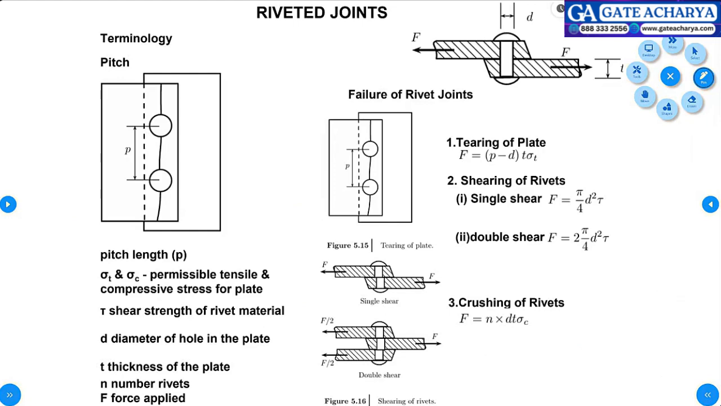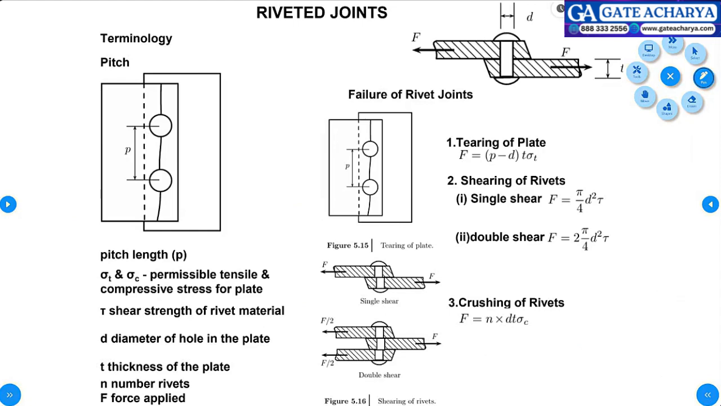So we will go for design of machine elements. Okay, riveted joints. So the first one, what are all the terminologies in riveted joints? Main terminology is pitch. Okay, center of one rivet to center of another rivet. This is called the pitch. Okay, this is the main criteria.